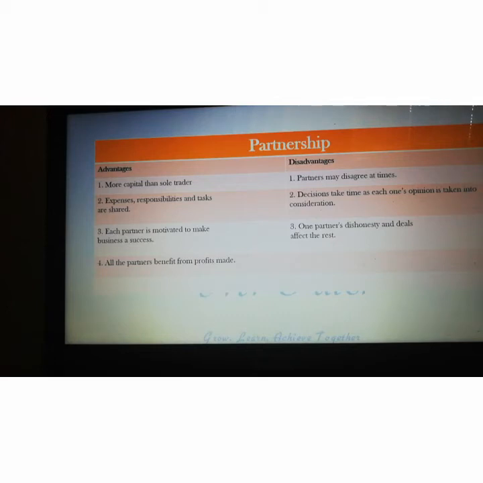The disadvantages of this form of ownership is that partners may disagree at times, because what makes sense to me might not make sense to you. So it's difficult to make decisions, or they may disagree at times. So yeah, it is difficult to always have a team that agrees all the time. The second disadvantage is that decisions take time, as each one's opinion is taken into consideration.